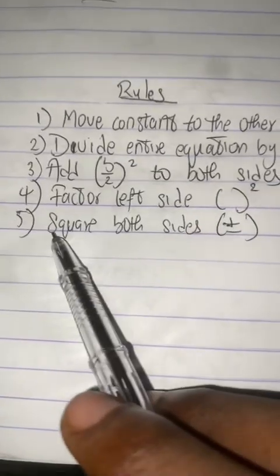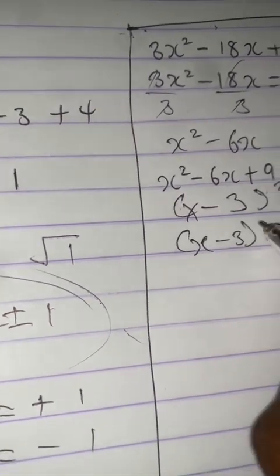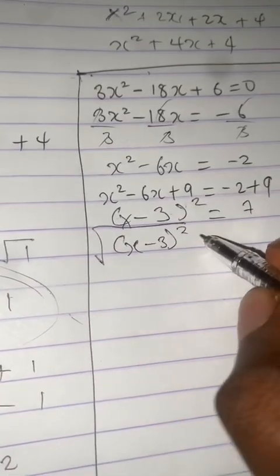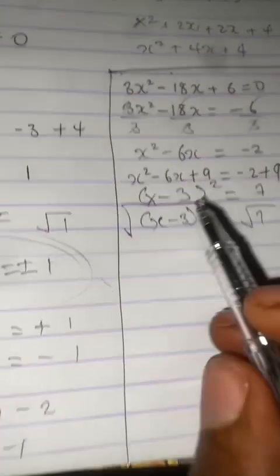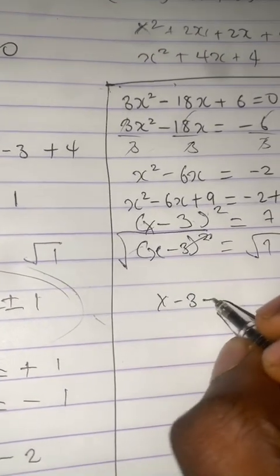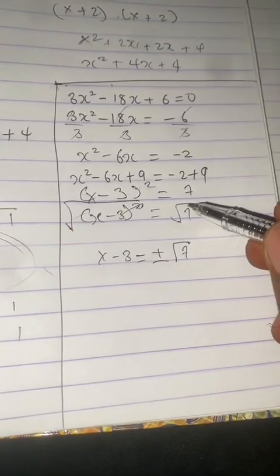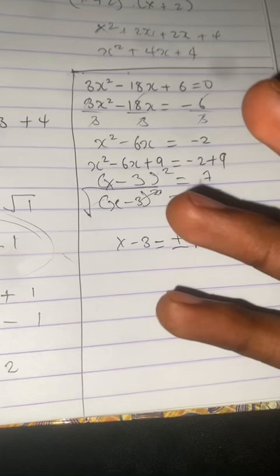The next step says square both sides. Now, when you square both sides, you say x negative 3 squared and 7 squared. The square cancel each other, so now we have x negative 3 is equals to plus or minus square root of 7. It is not a perfect square, so we're just going to leave it like this, okay?